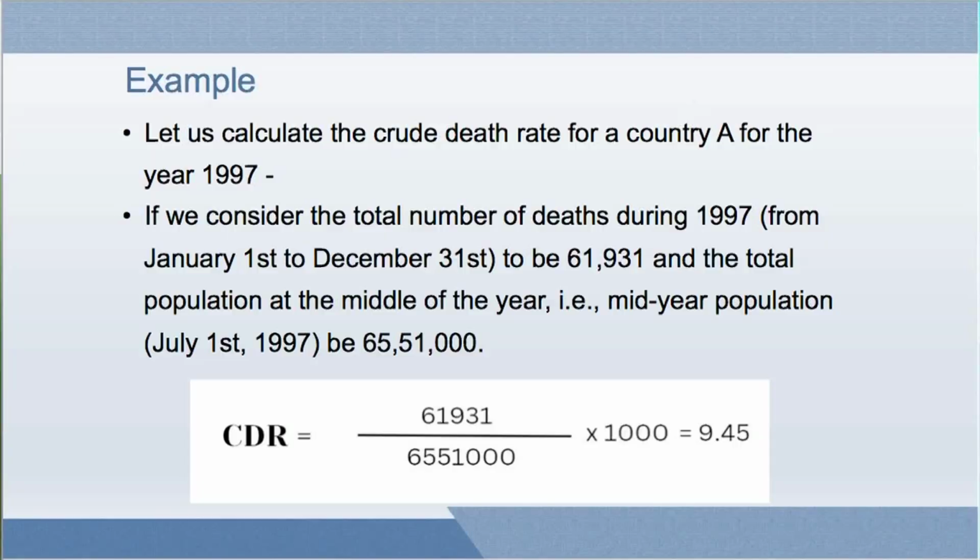Now, let us take an example to calculate the crude death rate for a country A, for the year 1997. As you can see, we consider the total number of deaths during 1997, which is from January 1st to December 31st, to be 61,931, and the total population at the middle of the year, that is the mid-year population, on July 1st, 1997, to be 65,51,000. Now, if you apply the formula that is on your screen, the crude death rate for that country for the year 1997 would be 9.45.